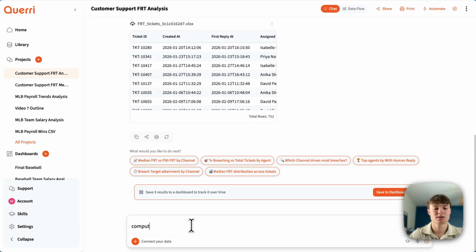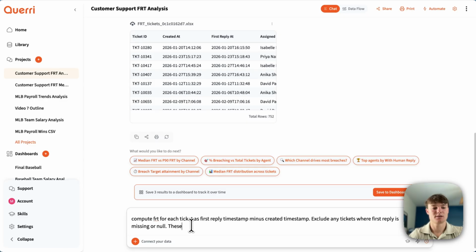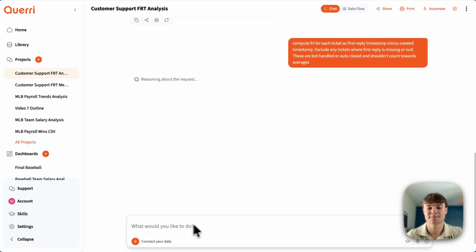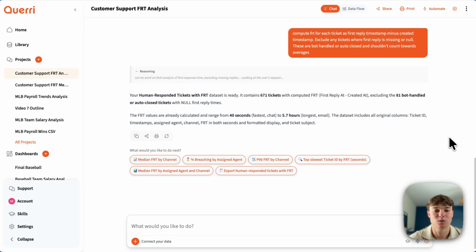I'm told to compute FRT for each ticket as first reply timestamp minus created timestamp. I'm told to exclude any tickets where first reply is missing or null. These are bot handled or auto closed and shouldn't count towards averages. Now we can see that our data set is ready and we can start looking into averages or correlations and start getting some visuals.